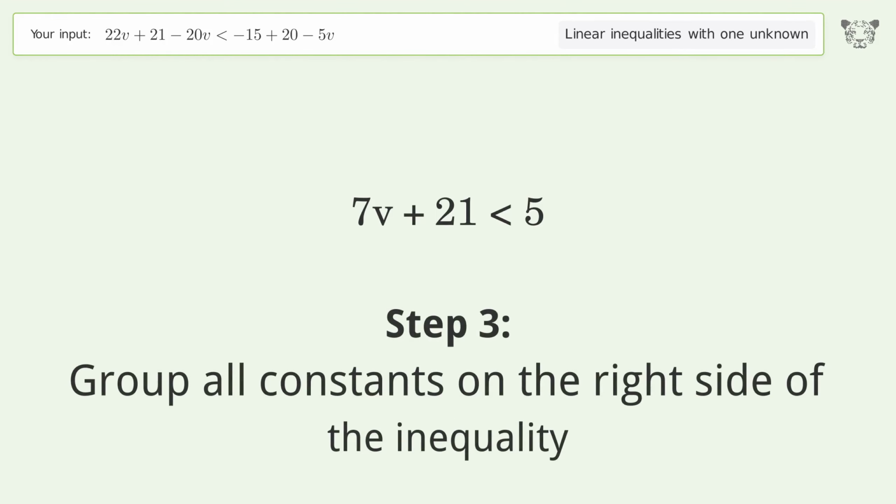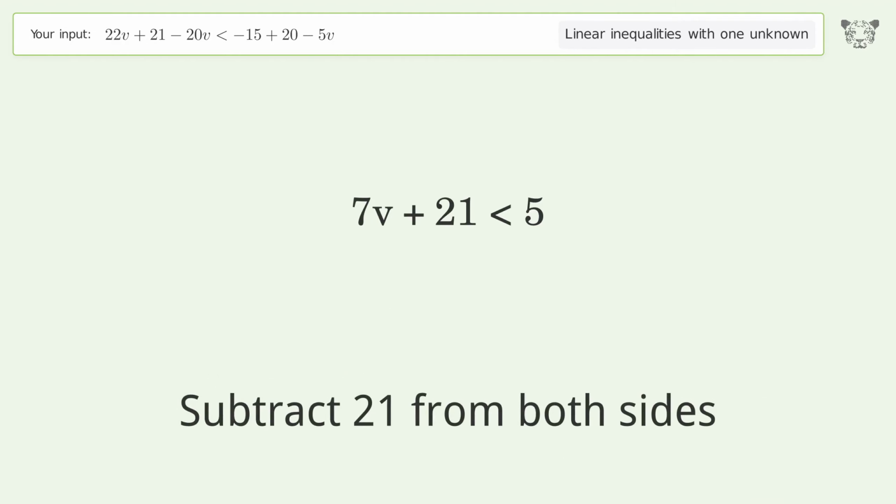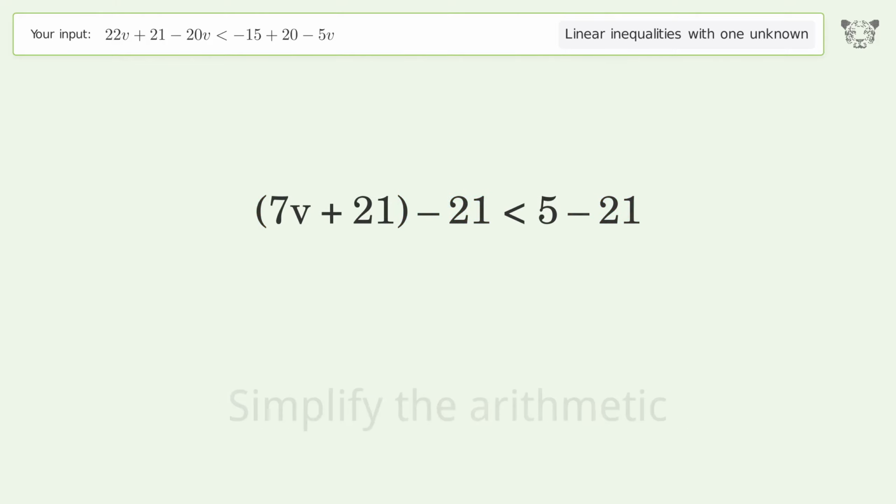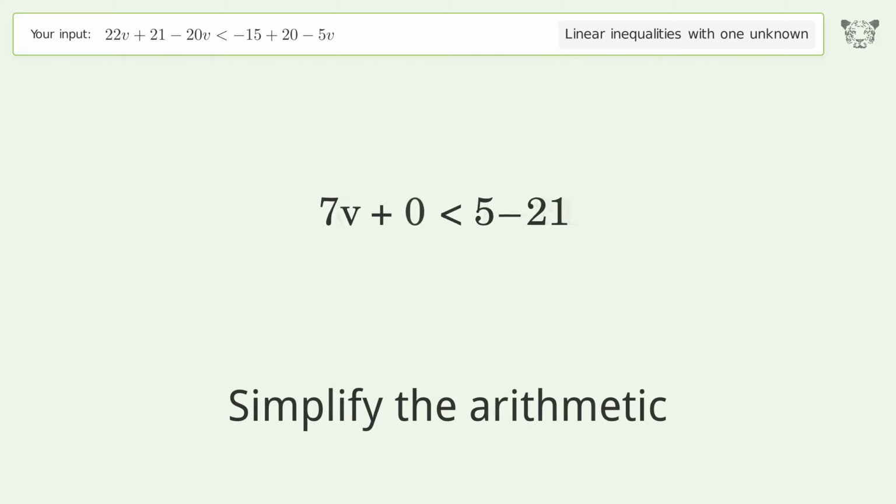Group all constants on the right side of the inequality. Subtract 21 from both sides. Simplify the arithmetic.